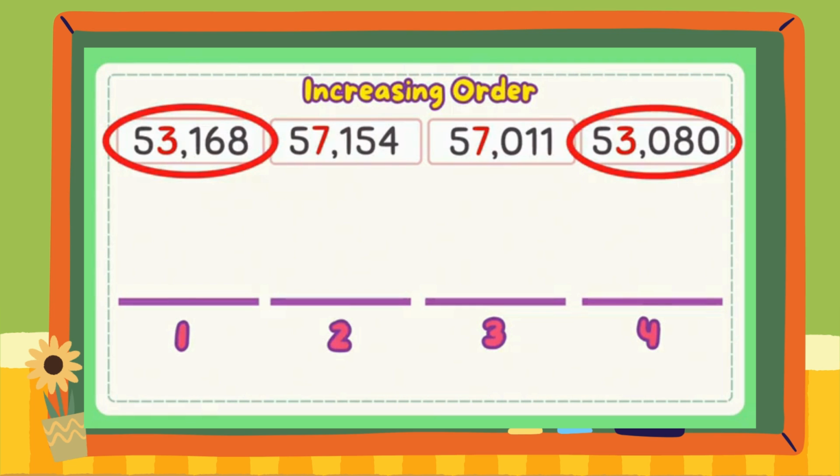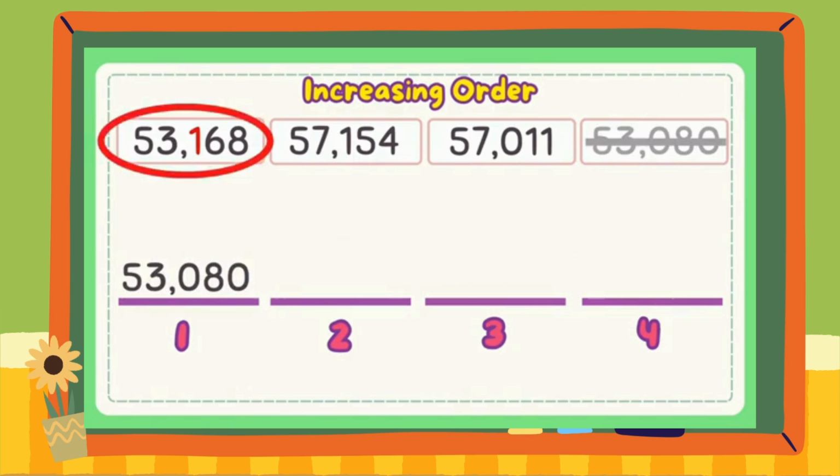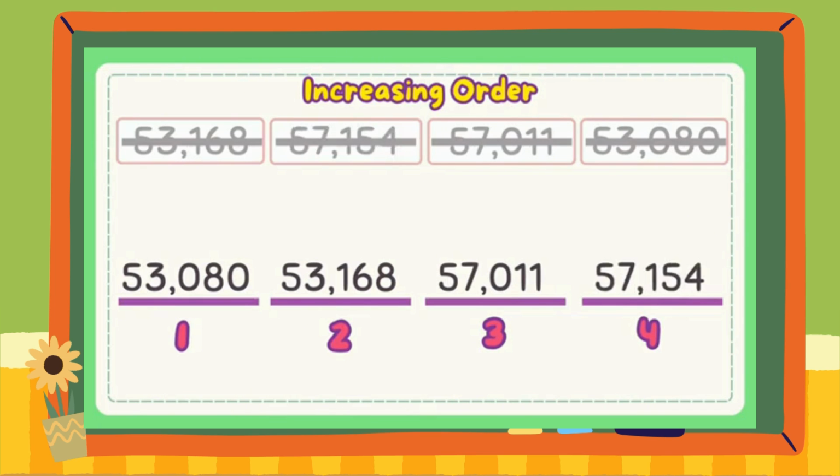These two numbers have the same digits 5 and 3, so let's move on to the next place value, 1 and 0. Since 0 is lesser than 1, this number is our 1. And the next number is 2. Let's now compare the two remaining numbers. So 7 and 7 are the same. We will move on to the next place value, 1 and 0. And 0 is lesser than 1. That means this number is number 3. And the last number is number 4.